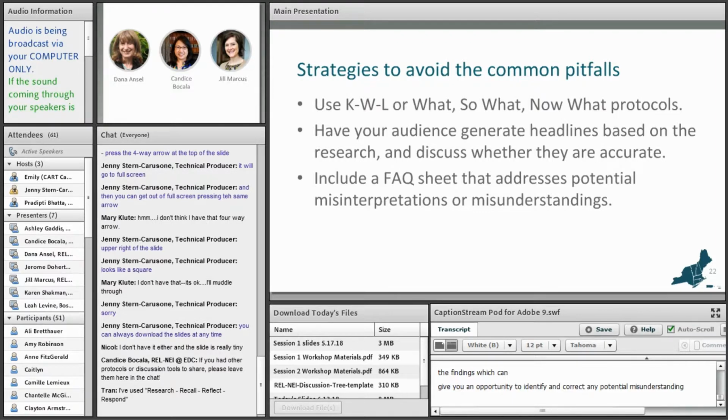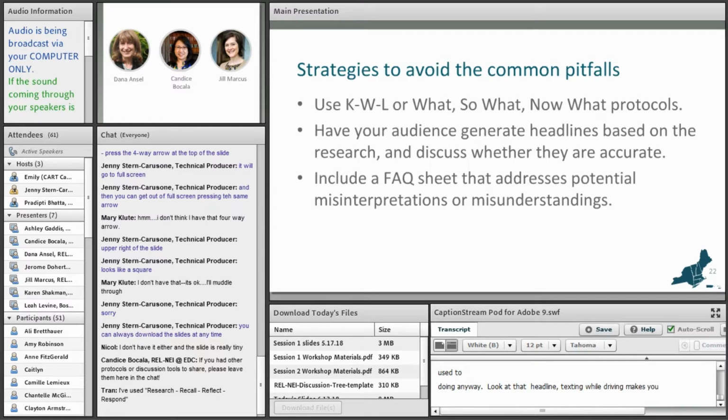Then I think it's a fun activity to have your audience generate some newspaper headlines from the study, and then you can discuss the accuracy of these headlines with them. That might be an activity that researchers are used to doing anyway. Look at that headline. Texting while driving makes you live longer.